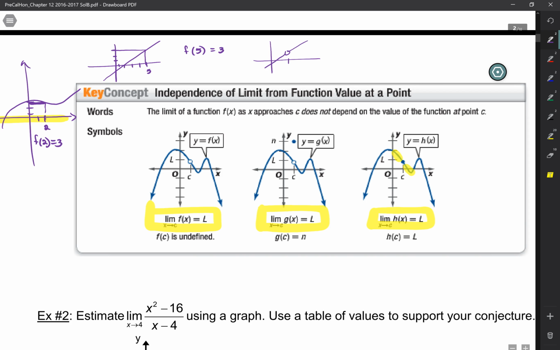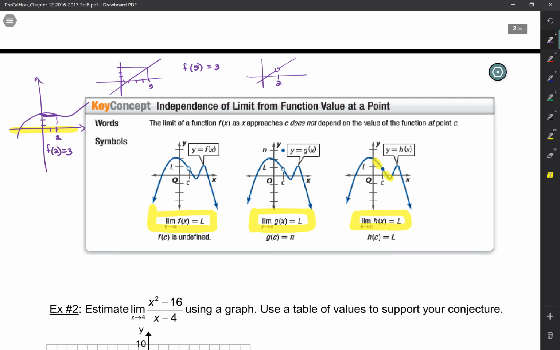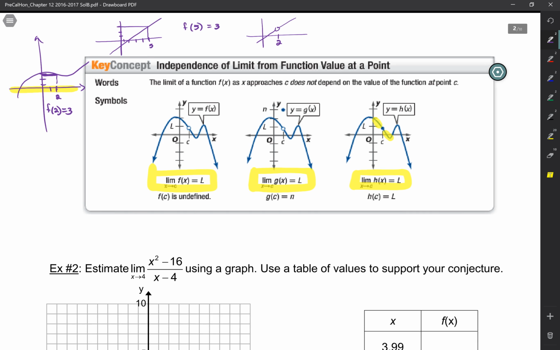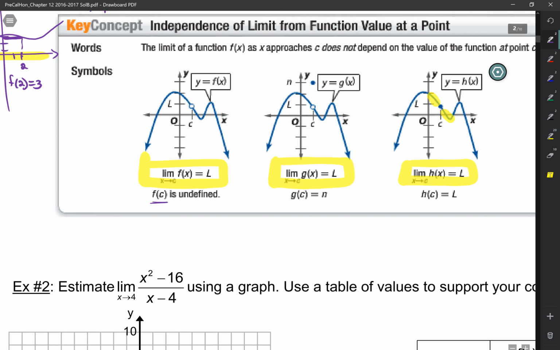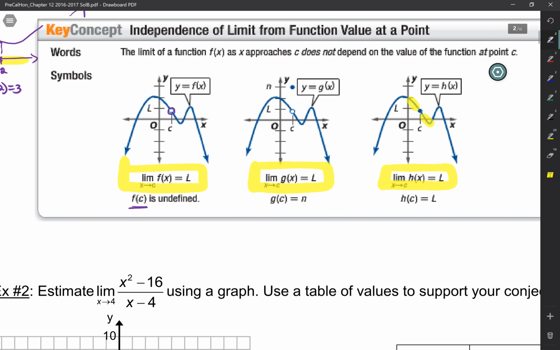Okay, what about this one? What's f of 2? It doesn't exist. It does not exist, it's undefined. There's still a limit. Okay, so now we're going to forget about the limit. We're just going to talk about the value of f. So for the first one, how much is f of c? At f of c, I have a hole, so it's undefined. Okay, for the second one, g of c, at x equals c, there is a hole here, but above that, there is a point right there. So the value of g is equal to N.